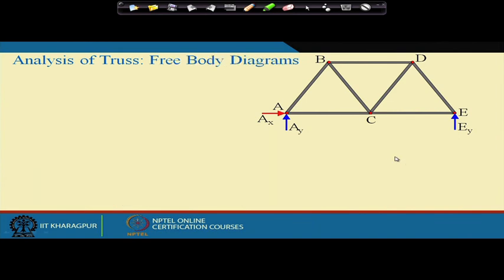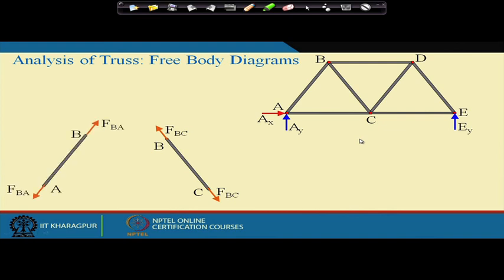Now, the free body diagram of BC we have just discussed. This is the free body diagram of BC. Similarly, if I have to draw the free body diagram of other members, let us say member AB, the free body diagram of the member will be this. This is the standard representation of force in BC, FBC. FBC means the force in member BC, okay. Similarly, when we write FBA, it means the force in member BA. You can write FAB or FBA, but whatever notation we use, be consistent with that.